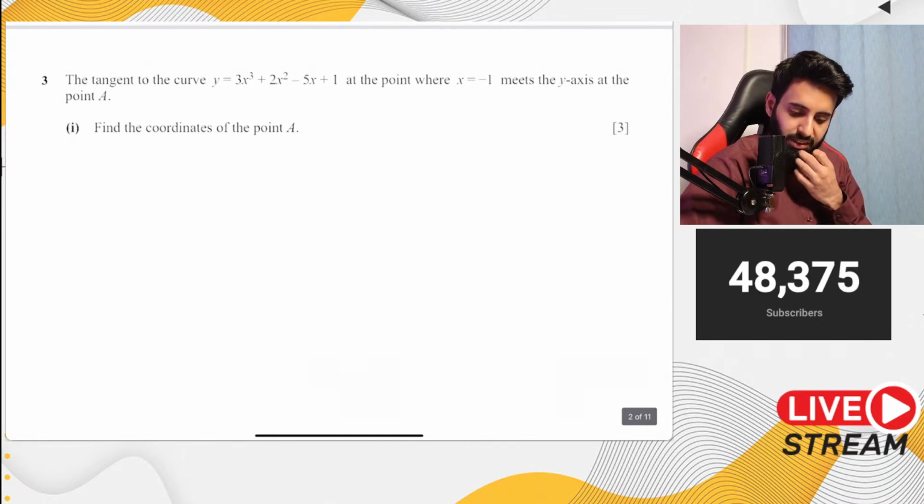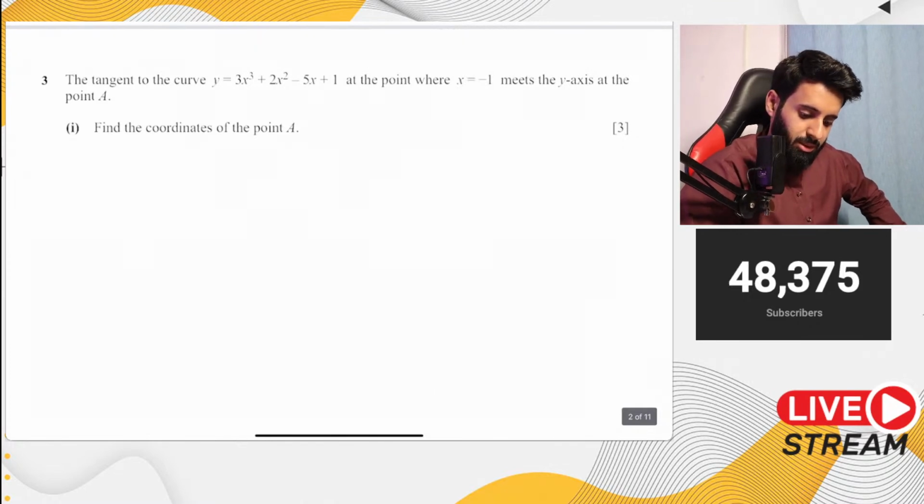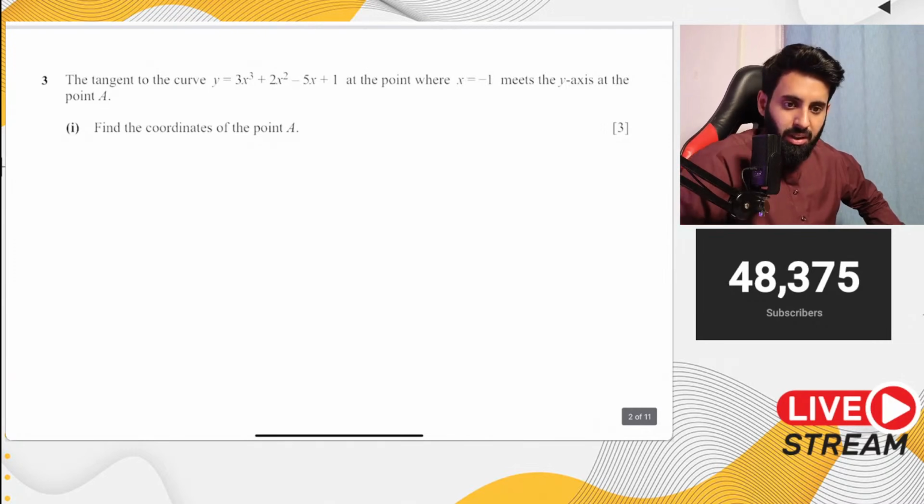It says here: the tangent to the curve y equals 3x cubed plus 2x squared minus 5x plus 1 at the point where x equals -1 meets the y-axis at the point A.